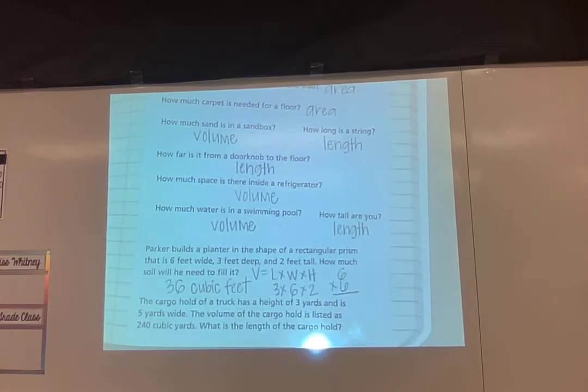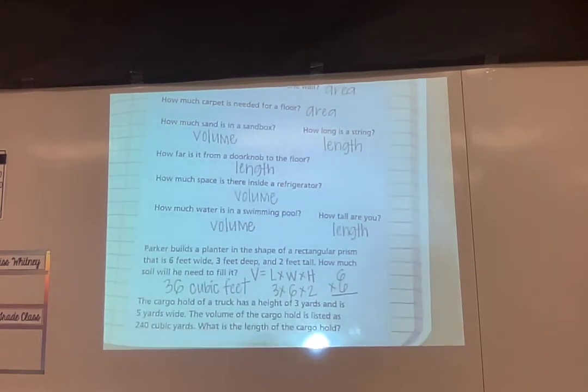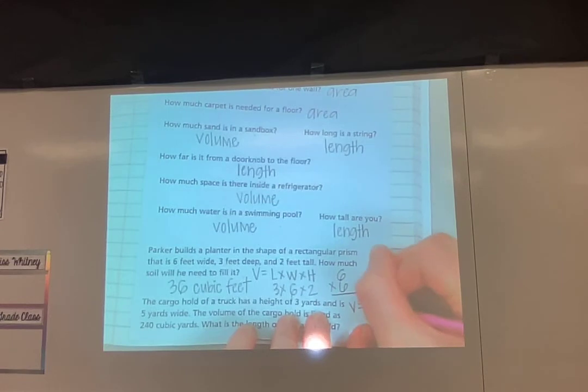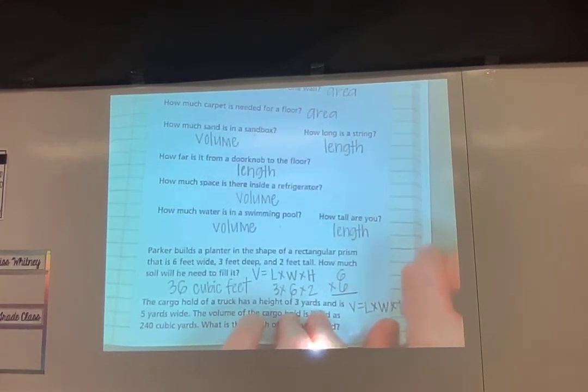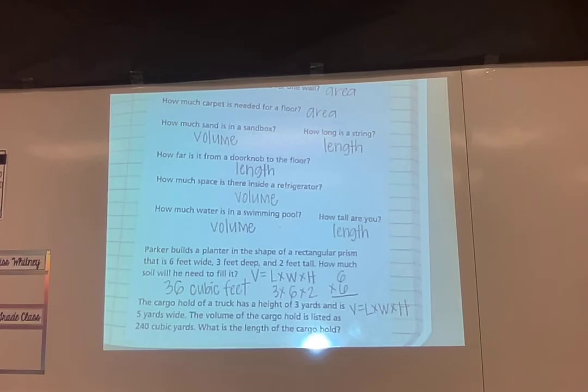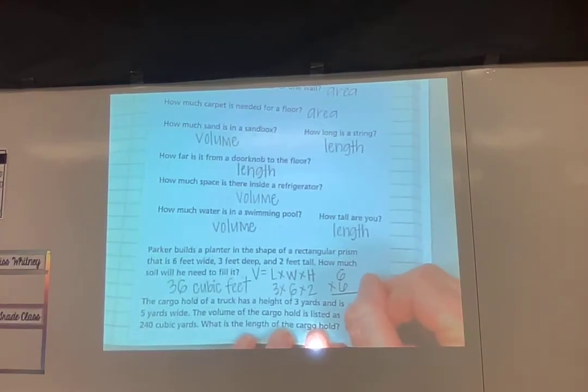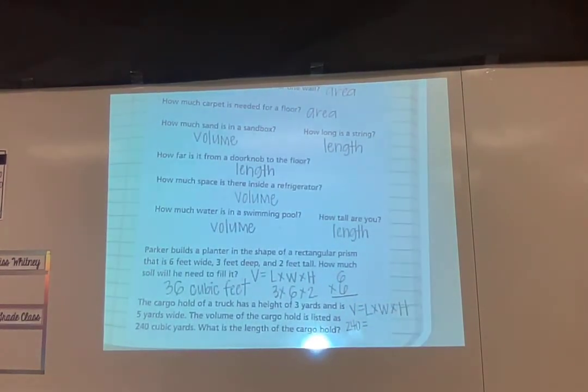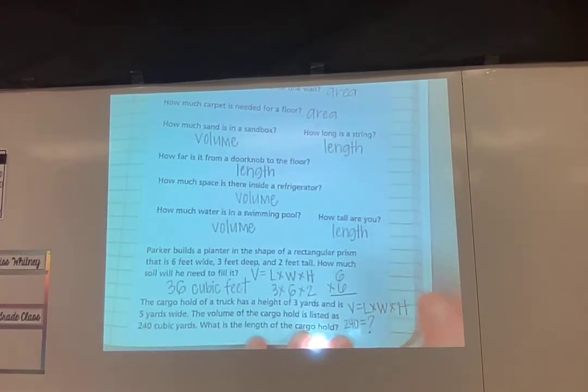A cargo hold of a truck has a height of 3 yards and is 5 yards wide. The volume of the cargo hold is listed as 240 cubic yards. What is the length of the cargo hold? Okay, here I know I'm working with volume because it literally tells me the word volume in there. And I remember volume equals length times width times height. Let's fill in what we know about this cargo hold of the truck. Well, I know the volume is 240, so I'm going to write that underneath the V because that's the volume. I don't know the length, so for length I'm going to put a question mark. We're not sure what that is yet.